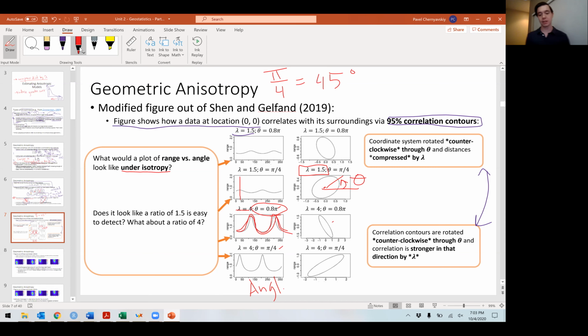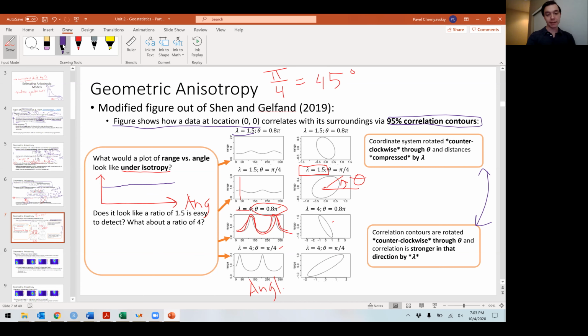So, my understanding question: what would a plot of range versus angle look like under isotropy? If you assume that spatial correlation is isotropic, you're saying it does not depend on direction. So you probably got it before I have a chance to draw it, but it would look like a flat line. Let me try and redraw it. It would look like a flat line.